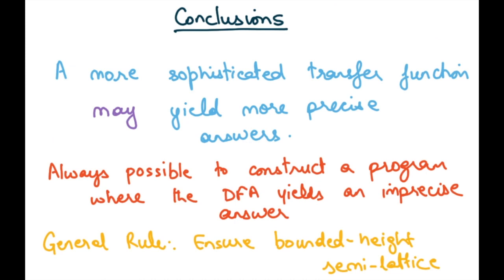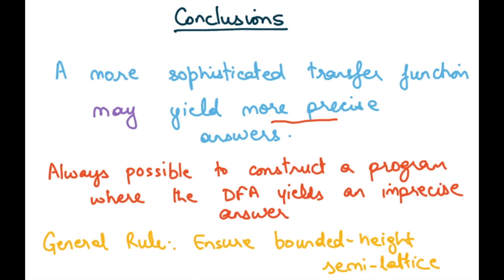So to conclude, a more sophisticated transfer function may yield more precise answers, but it's not a guarantee. In general, it is always possible to construct a program where the DFA yields an imprecise answer. If you give me any DFA, recall that the transfer functions of a DFA are usually based on pattern matching on the structure of the instruction and so on. And if I create a program which has the same effect but does not match the patterns that the transfer function uses, then I will be able to create a program in which the DFA yields imprecise answers, as we saw in the example we just saw.